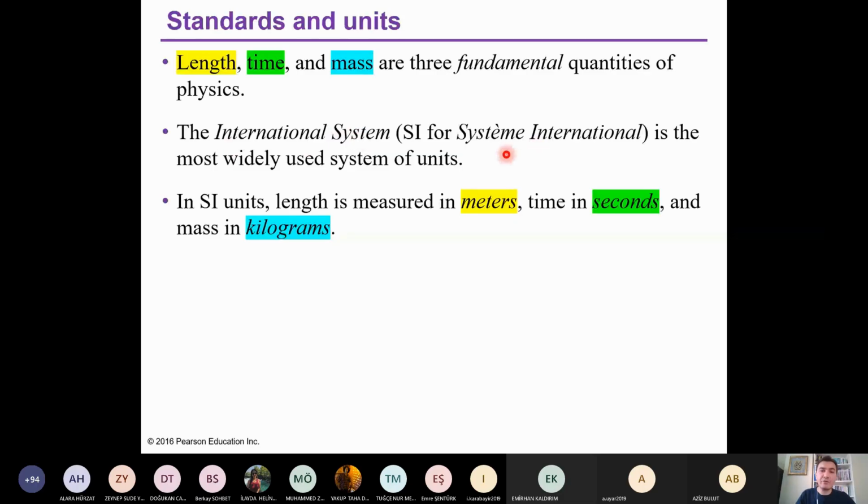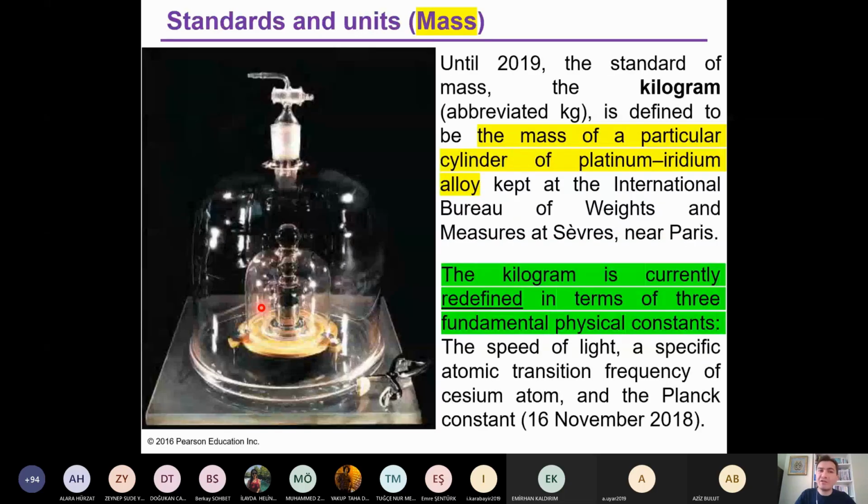So length has unit of meters, time has unit in seconds, mass has unit in kilograms, okay? There is another unit system, CGS, in Turkish CGS, okay? Instead of meters, centimeter, instead of second, again second, and instead of kilogram, we use gram for the mass, okay, in CGS unit system. But there is another unit system, the British system.